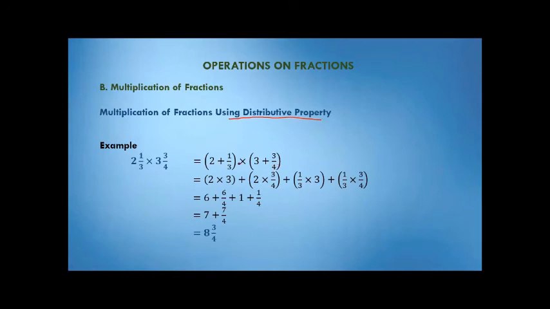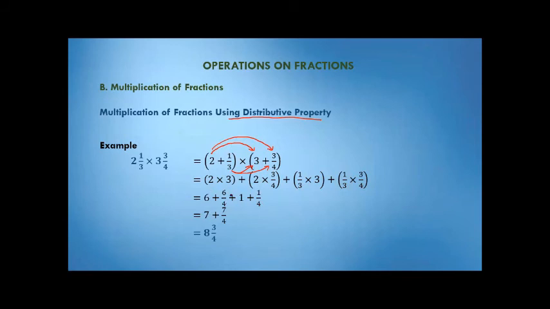So ang mangyayari ngayon dito is para siyang multiplication of binomial or the FOIL method. So una, 2 times 3. Then 2 times 3/4. Then yung loob naman, 1/3 times 3. Then 1/3 times 3/4. Then saka natin siya i-simplify. 2 times 3 is 6. 2 times 3/4 is 6 over 4. Then 1/3 times 3 is 1. Then 1/3 times 3/4 is 1/4.